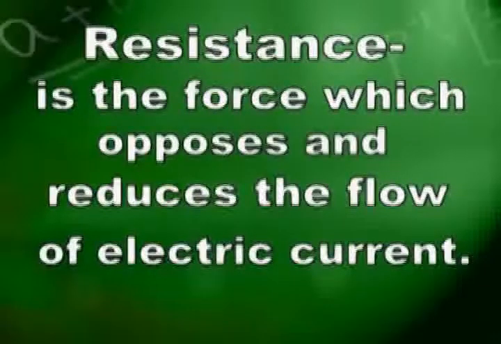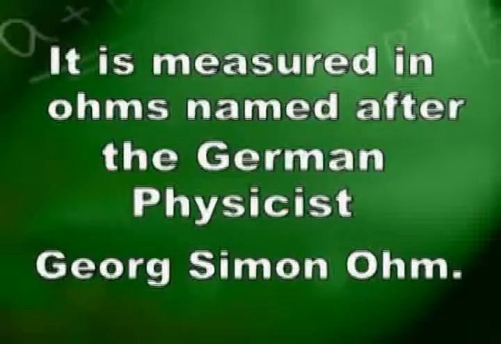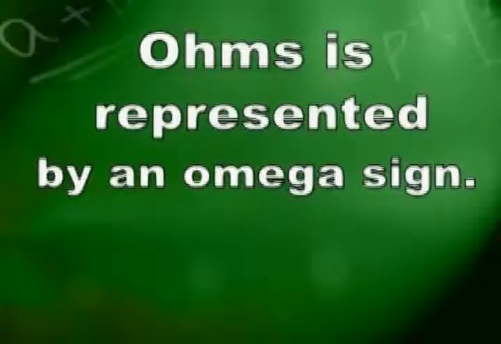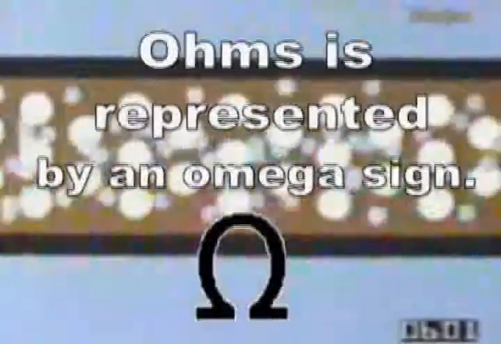Resistance is the force which opposes and reduces the flow of electric current. It is measured in ohms, named after the German physicist Georg Simon Ohm. Ohm is represented by an omega sign. This is the flow of electrons resisted by the resistance of a conductor.